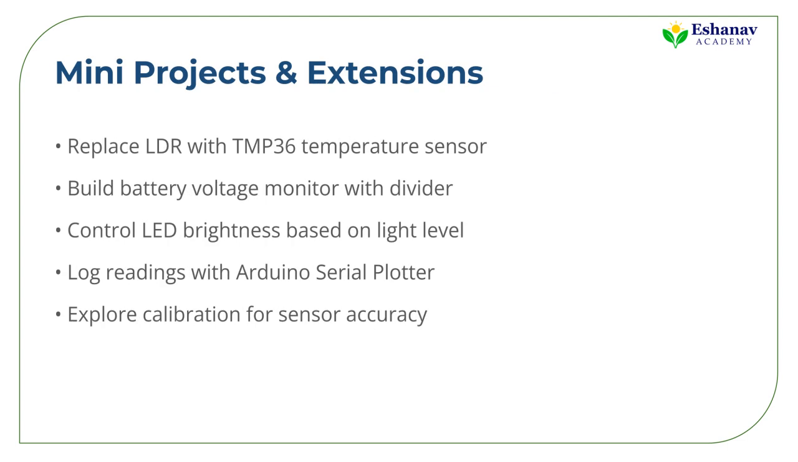Once you've got ADC basics working, expand into small projects. Replace the LDR with a TMP36 temperature sensor and calculate degrees Celsius. Wire a resistor divider to measure battery voltage safely. Add an LED that automatically turns on when your LDR shows darkness. Or, for more fun, log ADC readings to the Arduino serial plotter and visualize how sunlight changes through the day.